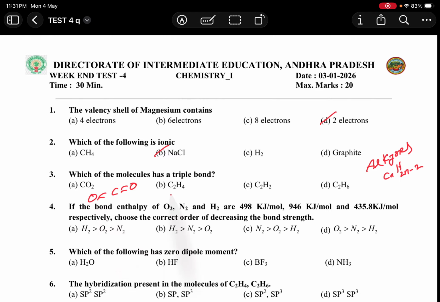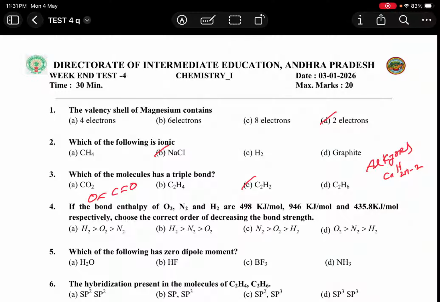C2H2 means, suppose n is equal to 2, 2 2s are 4, 4 minus 2, C2H2. So C2H2 contains triple bond. C2H4 means it contains double bond, that is ethylene or ethene. C2H6 means alkane, CnH2n plus 2. So alkane contains all sigma bonds. So option C, that is acetylene, or IUPAC name is ethyne, is the right answer.